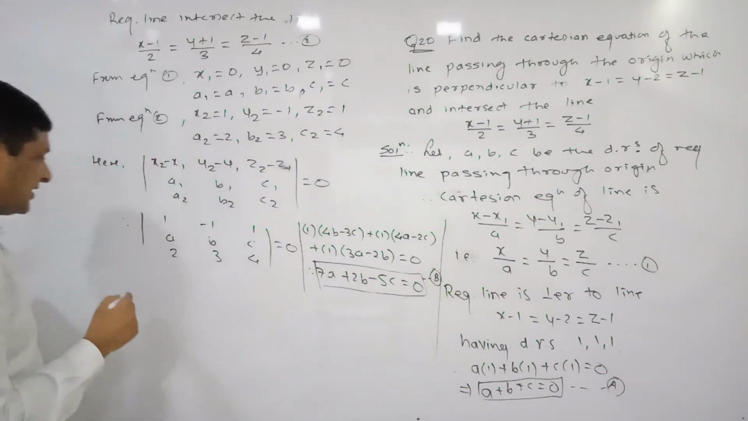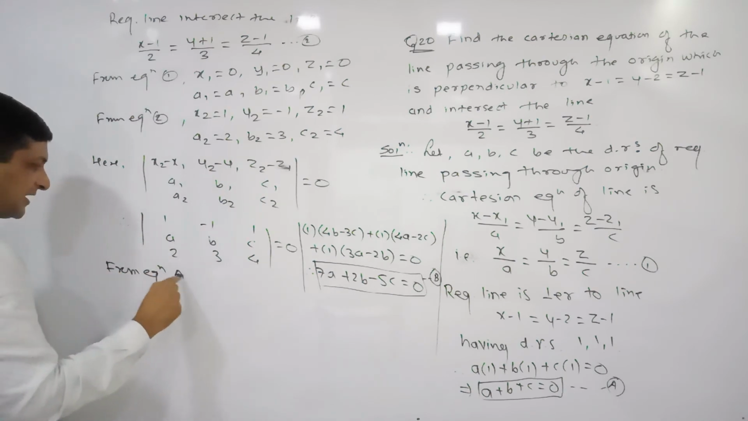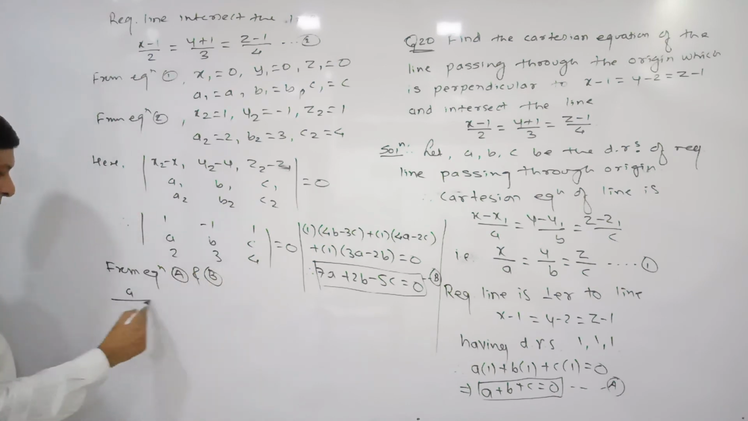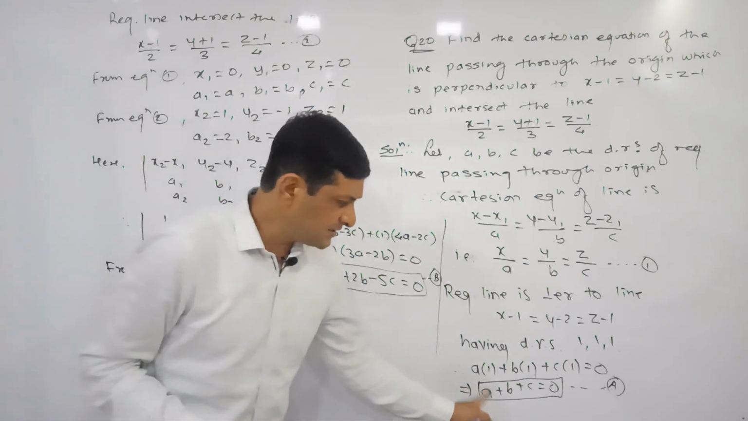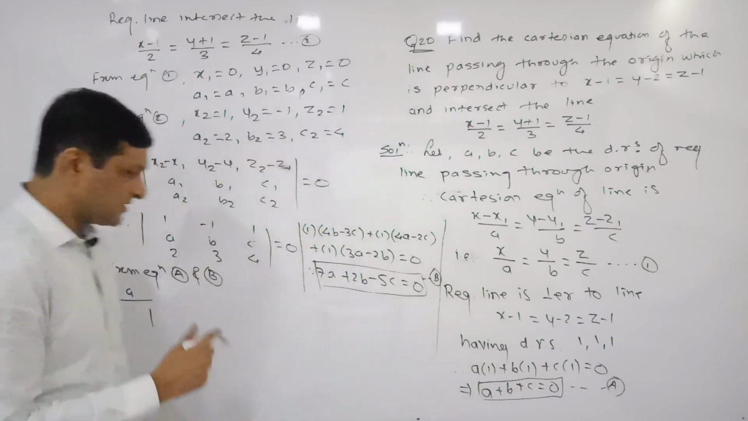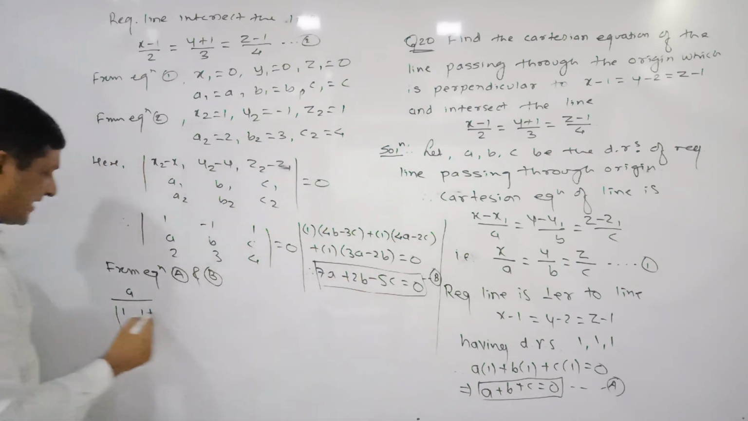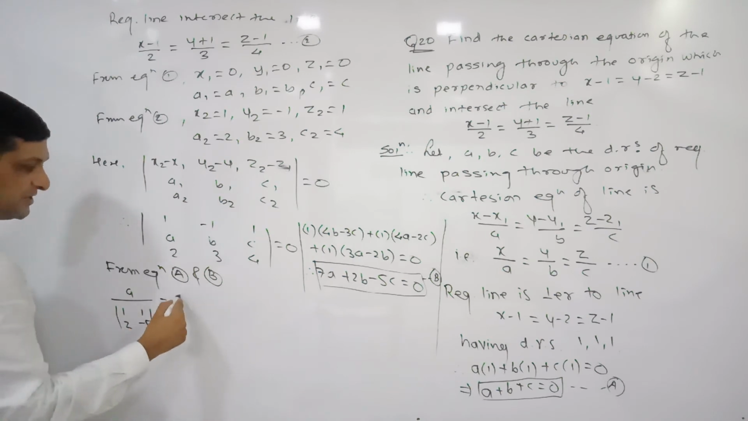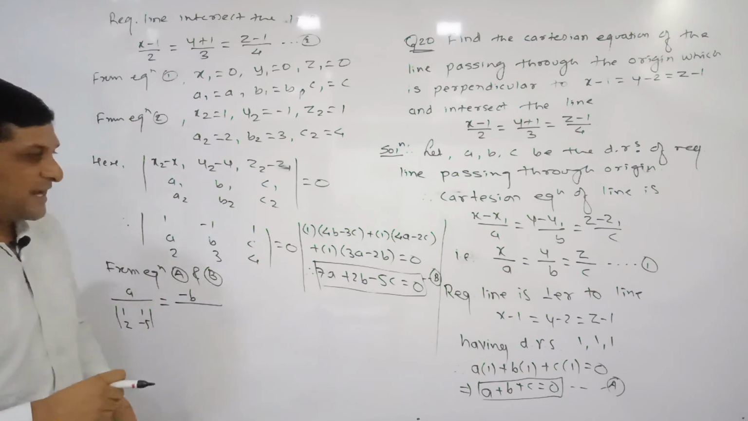So from equations A and B, let us see what we will get. a upon determinant. Here delete the coefficient of a. What are the coefficients of b and c? 1, 1. And here the coefficients are 2, minus 5. Equal to, here instead of plus b we write minus b. This is the method to find the value of the determinant.